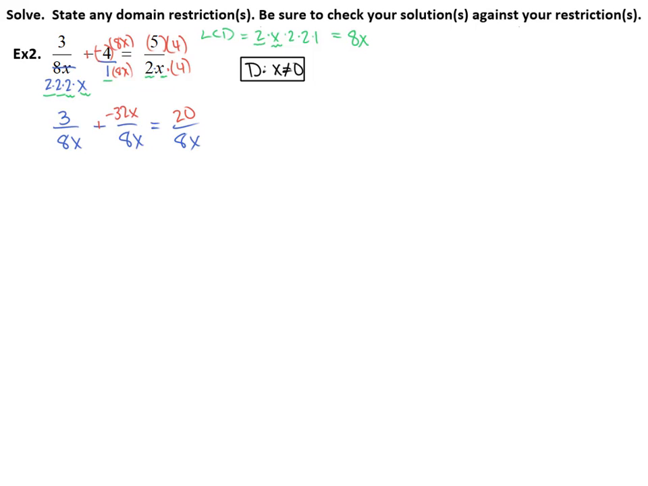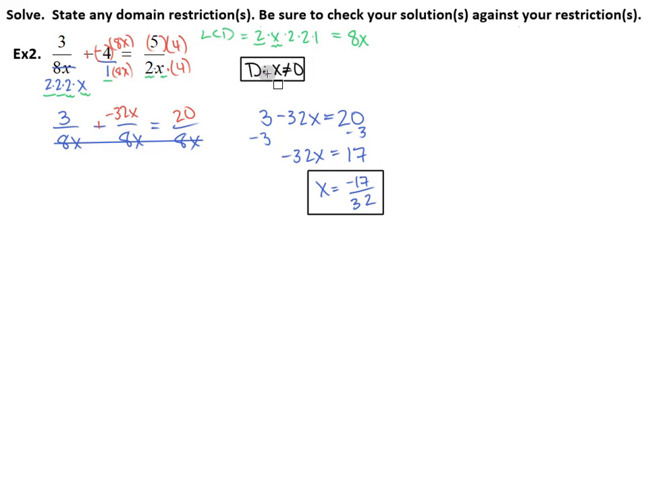Next up, let's go ahead and get rid of our common denominators now, because we know that whatever makes the numerators equal will answer our equation. When does 3 plus negative 32, or minus 32x, equal 20? Subtract 3 from both sides. We get negative 32x equals 17. And if we divide by negative 32, we get negative 17/32. I just moved the negative sign up top, but you could keep it down below if you want.